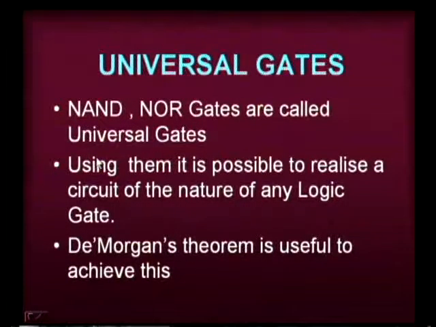So, you can see the NAND and NOR gates are called universal gates because using them it is possible to realize the circuit of the nature of any logic gate. We will be using De Morgan's theorem and also the basic postulates of Boolean algebra to realize these basic gates using the NAND and NOR gates. So, we shall see how we will be able to produce the outputs of basic gates using NAND and NOR gates.